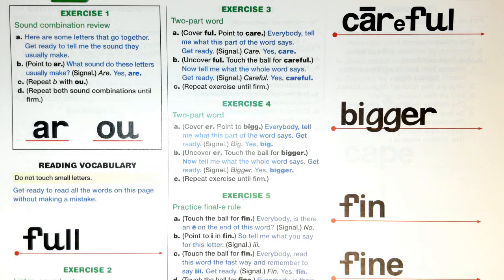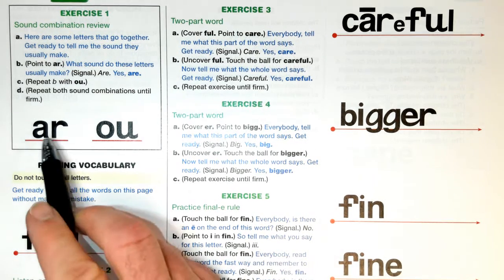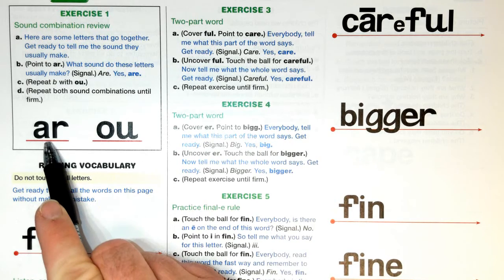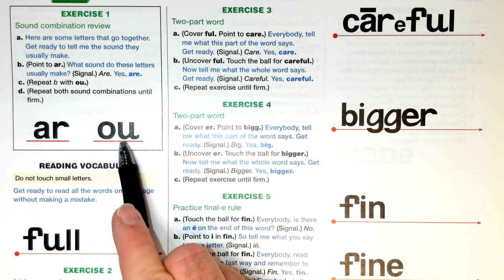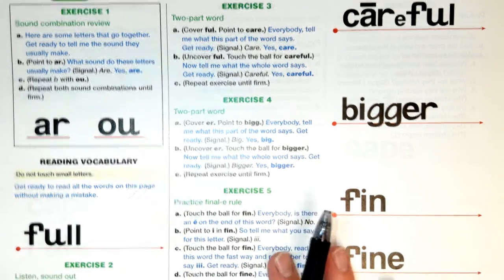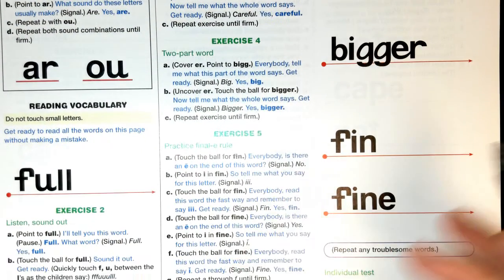What I want you to do is just follow along with me. It's going to be an I say, you say. All right, here we go. This sound is R. What sound? Yes, R. This sound is ow. What sound? Yes, ow. All right, very good.